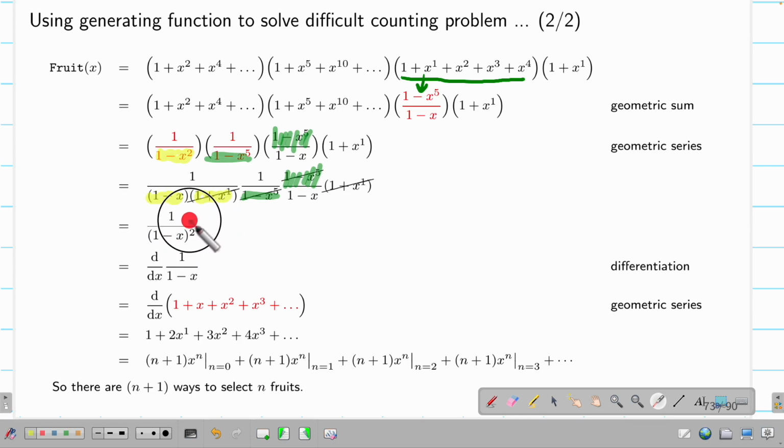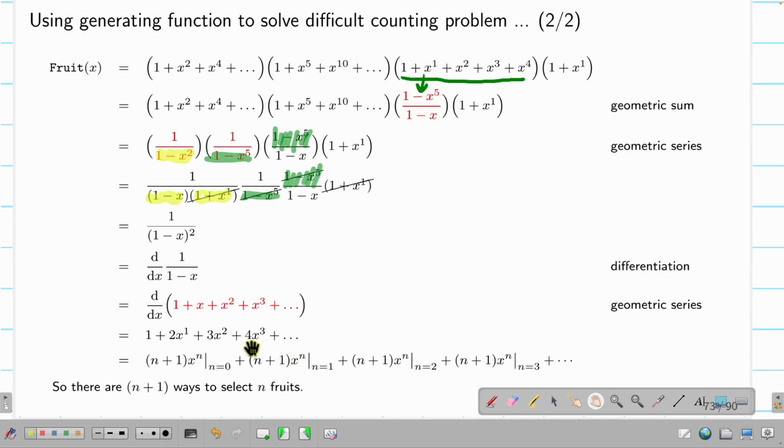You know that this thing is basically 1 over 1 minus x differentiation. Okay? So what next? This guy equal to this red thing, which is basically geometric series. That means you have to take differentiation of each of them one by one. So it gives you this funny expression. So what does this funny expression mean?